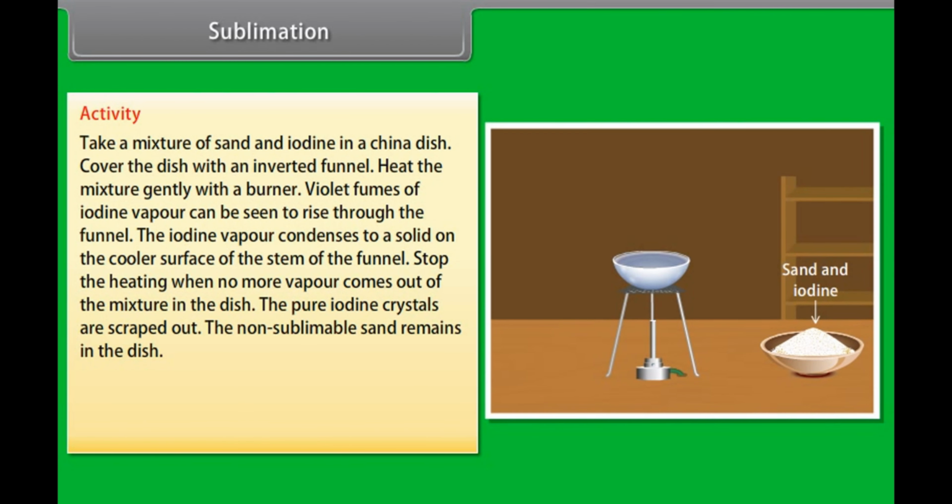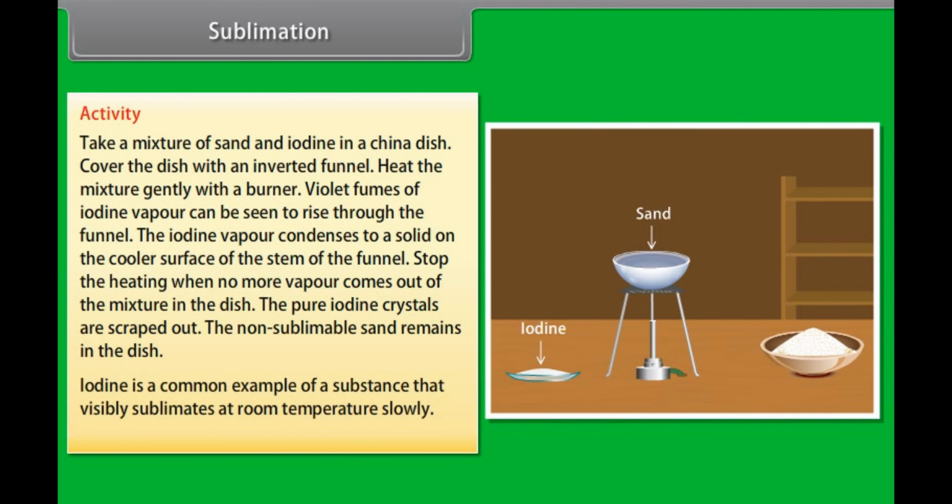Activity: take a mixture of sand and iodine in a china dish. Cover the dish with an inverted funnel. Heat the mixture gently with a burner. Violet fumes of iodine vapor can be seen to rise through the funnel. The iodine vapor condenses to a solid on the cooler surface of the stem of the funnel. Now stop the heating when no more vapor comes out of the mixture in the dish. The pure iodine crystals are scraped out. The non-sublimable sand remains in the dish. Iodine is a common example of a substance that visibly sublimates at room temperature slowly.